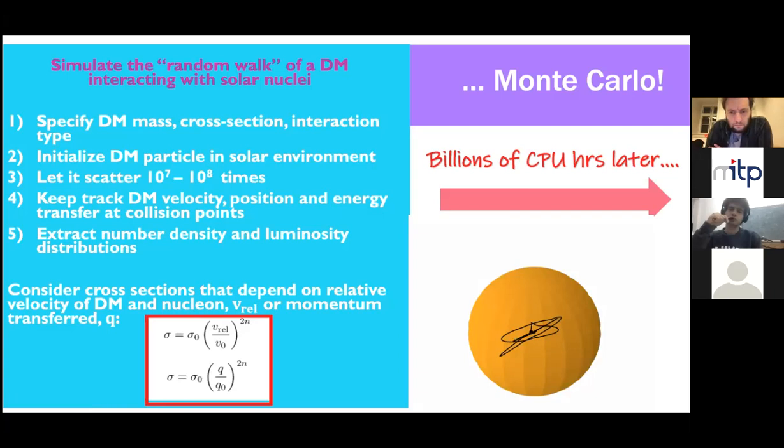We repeat this over a variety of different interaction strengths in order to sample each part of that K curve that we were looking at earlier. And we also repeat this for a variety of different interaction scenarios. So namely, interactions which depend on the relative velocity of your dark matter and standard model particles, and also those which depend on the momentum transfer.